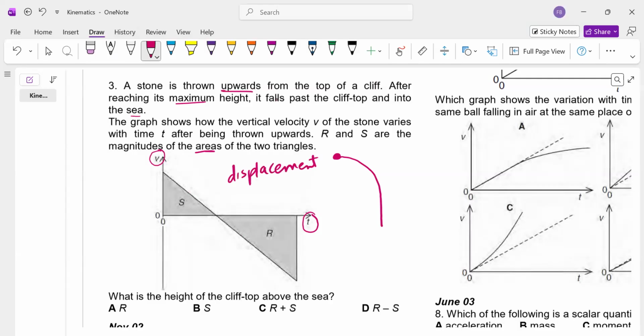Now what can be the upward area? The R or the S? Upward area, S.